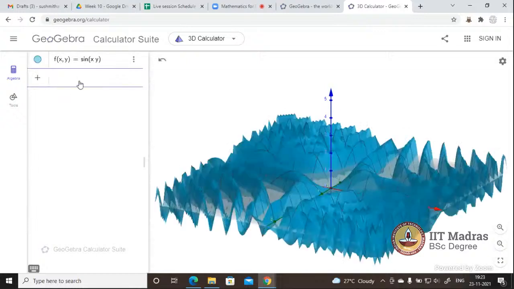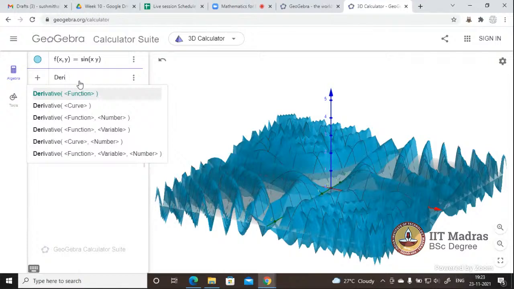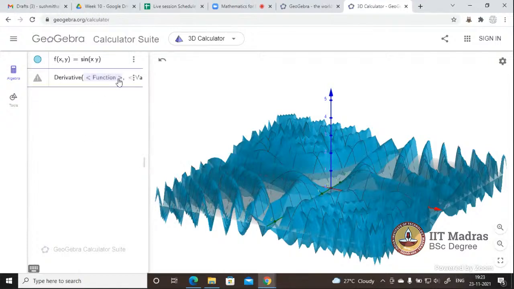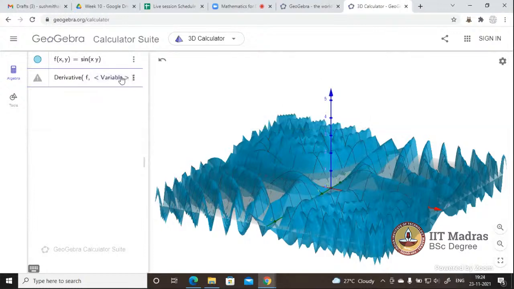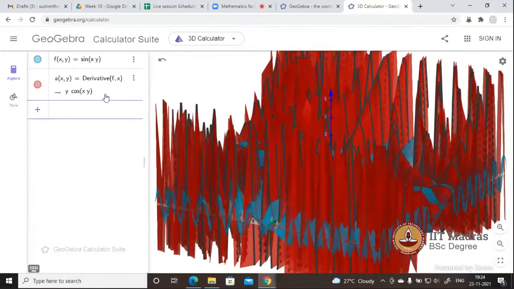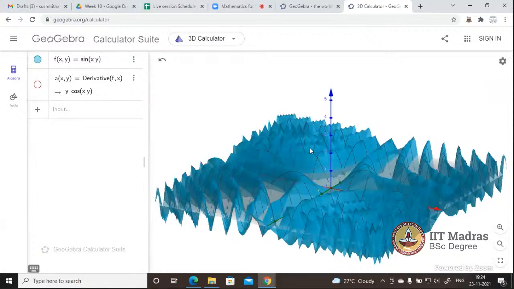Okay. How do I find the derivative? Partial derivative with respect to x. So that's going to be derivative of f with respect to x. Okay, so the derivative with respect to x, dou f by dou x, is going to be cos xy into y. That is right, right? Correct. Yeah. So this is the graph of the function.